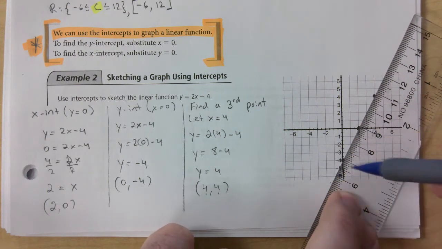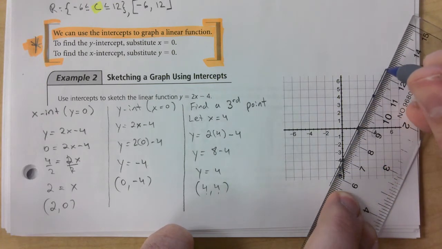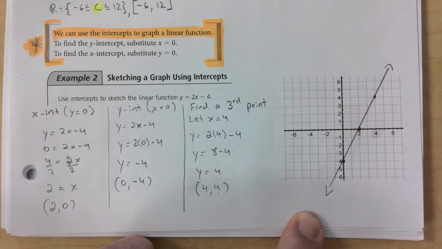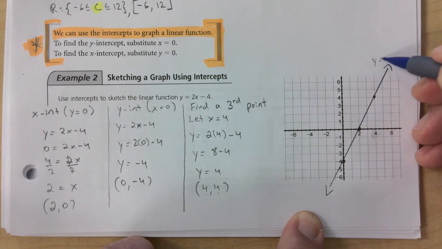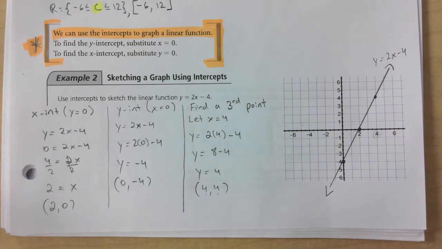And then there's no word problem here. So make sure you extend your line way past your points, arrowheads, and on one end you put 2x minus 4 on either end of the line. That's a full mark graph right there.